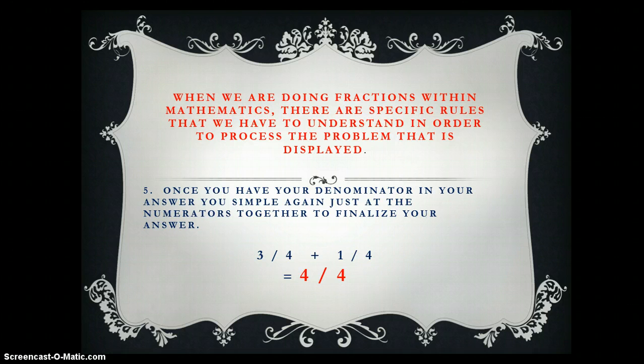The fifth rule is once you have the denominator in your answer, you simply add the numerators together to finalize your answer. Again, we have 3/4 plus 1/4. Adding 1 and 3 together, of course, that is 4, bringing the 4 into our answer for our denominator, making the answer 4/4. The 4 being the numerator, and the denominator also being 4.